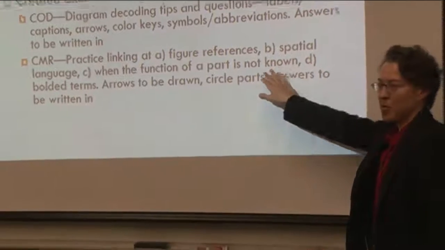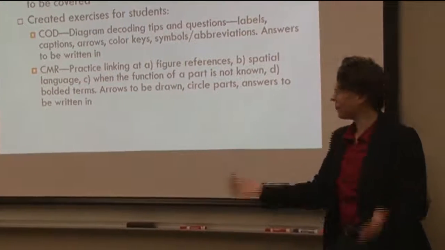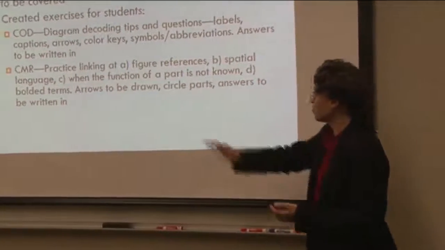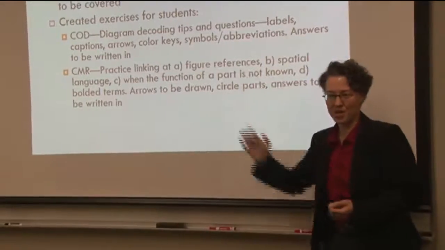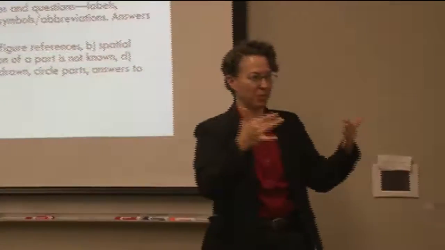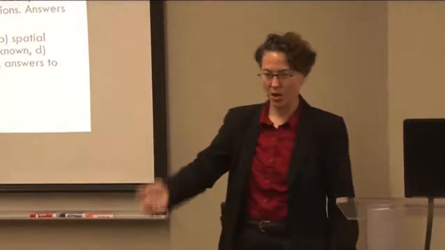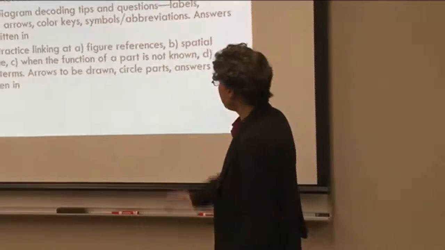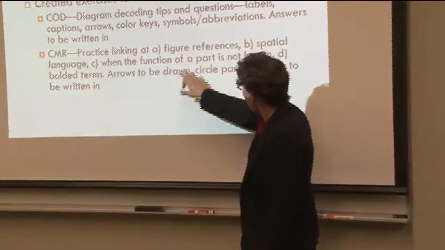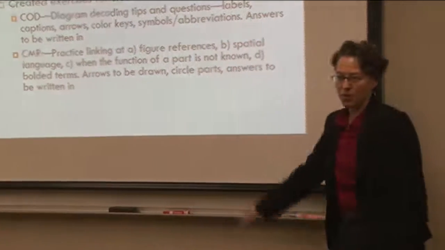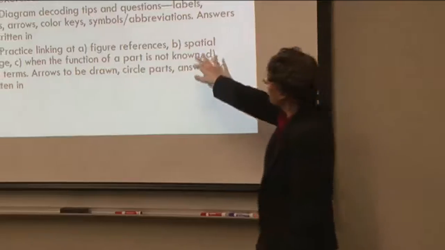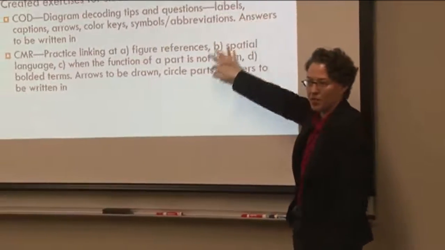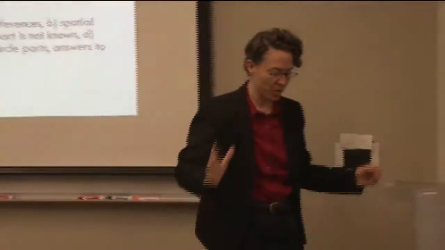When you're reading about a part but you don't know what it does, or anything that was bolded, because the textbooks kind of have this convention that they bold some important term, and you ought to go look at the diagram and look up that bolded term. So they drew arrows, they circled different parts, and they wrote in some answers. And the reason why I mentioned this is that we coded all of these things that they did in order to understand what they were engaging in while they were doing the learning.